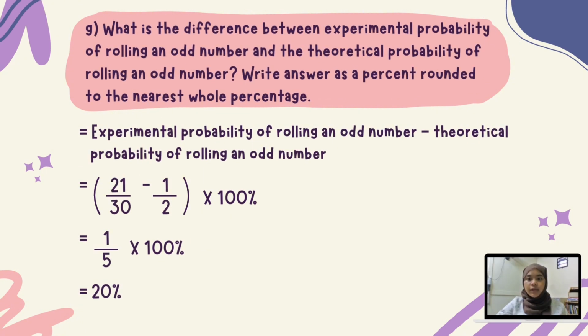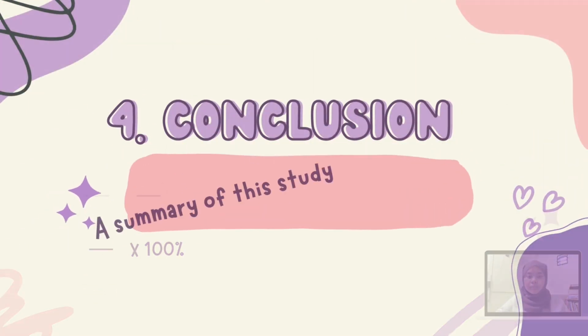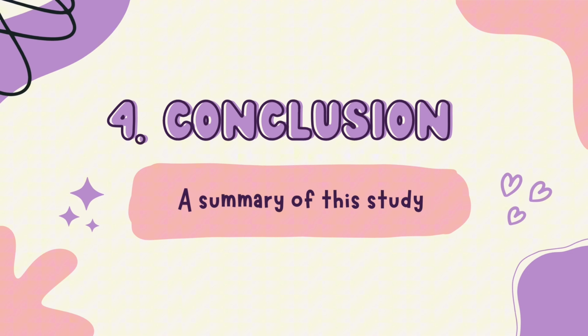Question G. What is the difference between the experimental probability of rolling an odd number and the theoretical probability of rolling an odd number? Write the answer as a percent rounded to the nearest whole percentage. Equals experimental probability of rolling an odd number minus theoretical probability of rolling an odd number equals 21 over 30 minus 1 over 2 multiplied by 100% equals 1 over 5 multiplied by 100% equals 20%.